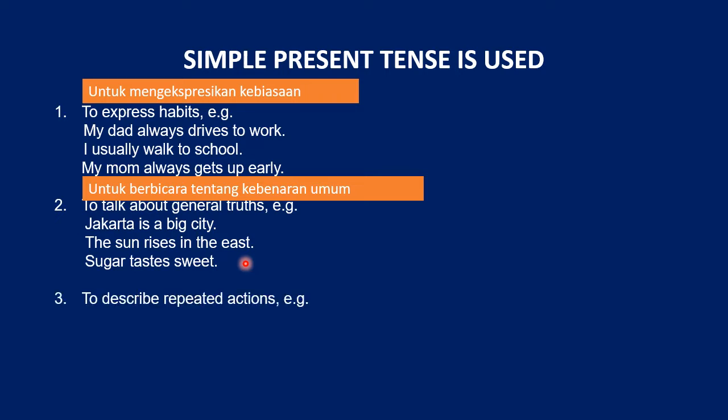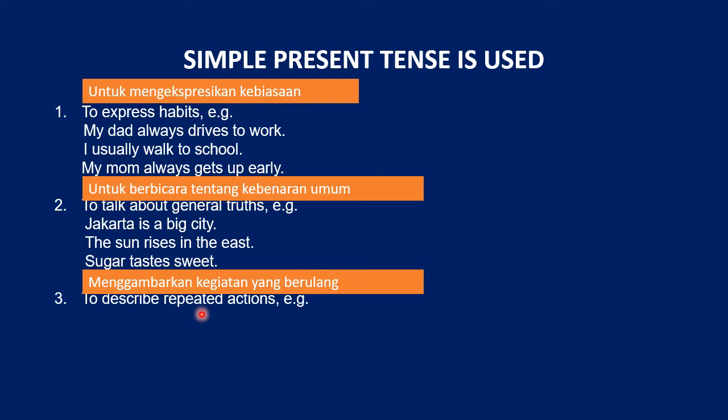Next one, you can use simple present tense to describe repeated actions, or menggambarkan kegiatan yang berulang. Examples: I go to school every weekday. I go swimming on the weekends. Here I describe my repeated actions on weekdays and on weekends. So when you are talking about repeated actions, you can also use simple present tense. I think that's all clear.